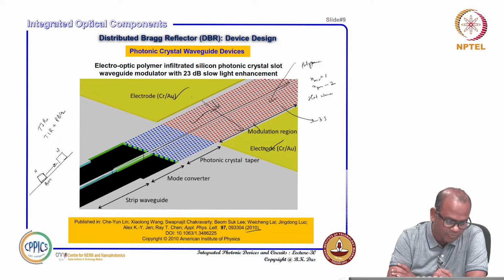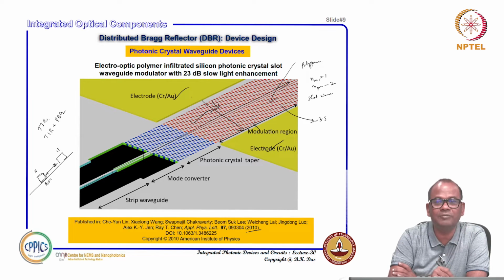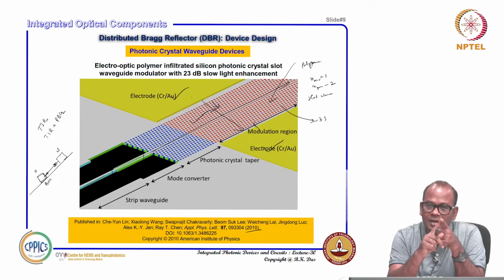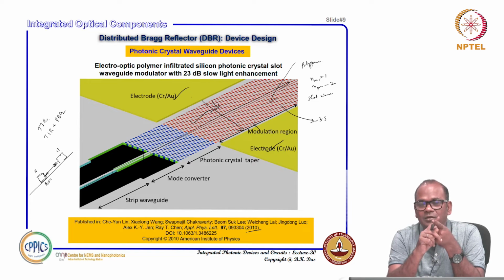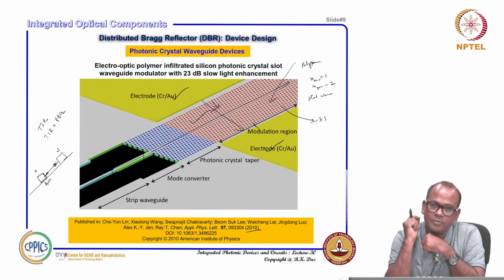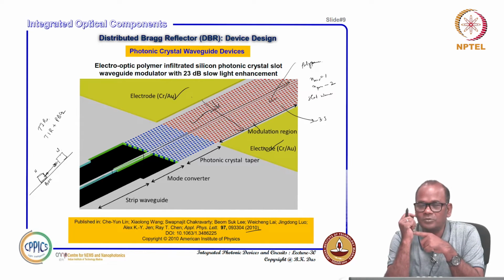Now, if you bring them closer, if they are guiding individually one mode, then what happens? As they come closer and closer, they interact with each other, and because of that interaction, their modes get overlapped, and you can actually design a directional coupler. A directional coupler is an important component, as we have learned earlier.